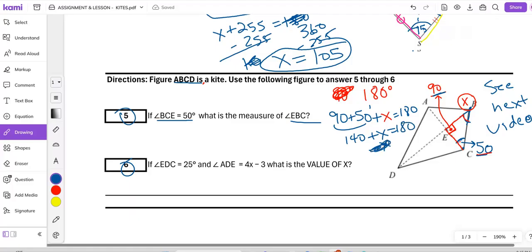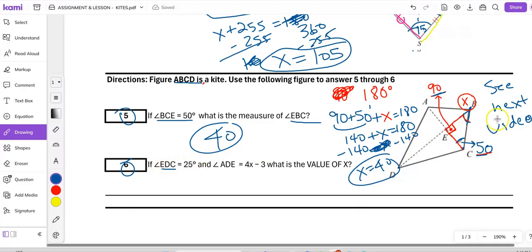Sorry, I'm going too fast today. Sorry about that, guys. Minus 140. So that means x is equal to 40, okay? So that's using a right triangle that we're splitting it into. Okay, so now I'm going to do number 6. EDC is 25, so that's ED.